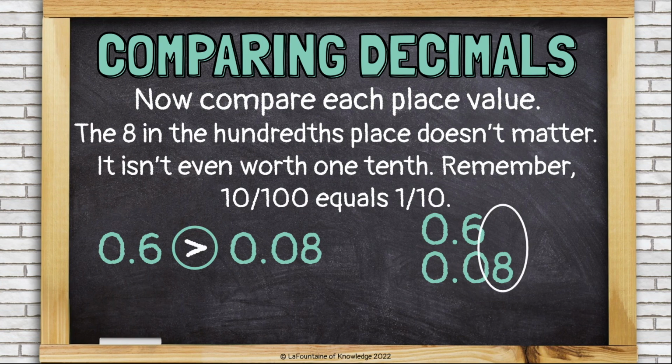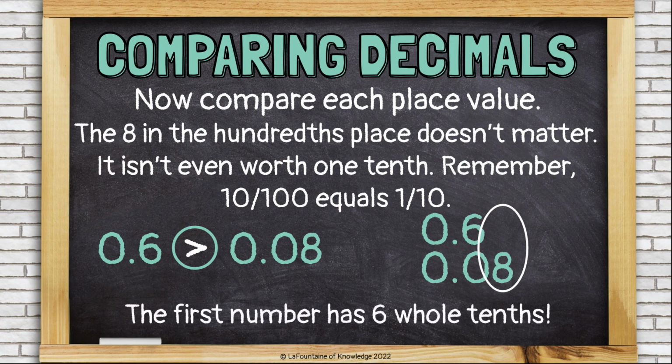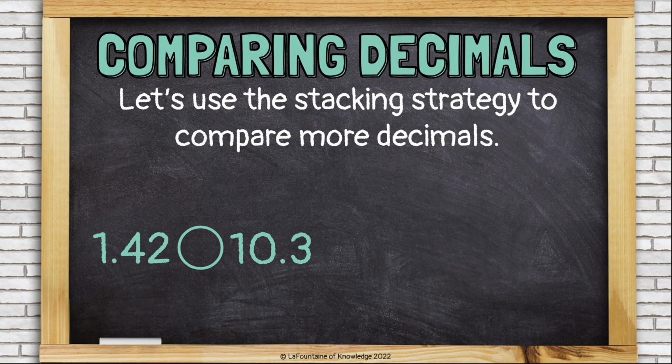I know there's an 8 in the second number and that 8 is greater than 6, but the 8 is in the hundredths place. And 8 hundredths, that's not even worth 1/10. Remember, 10 hundredths equals 1/10. The other number has 6 tenths. Our second number doesn't even have a single tenth. So the first number is definitely the greater number.